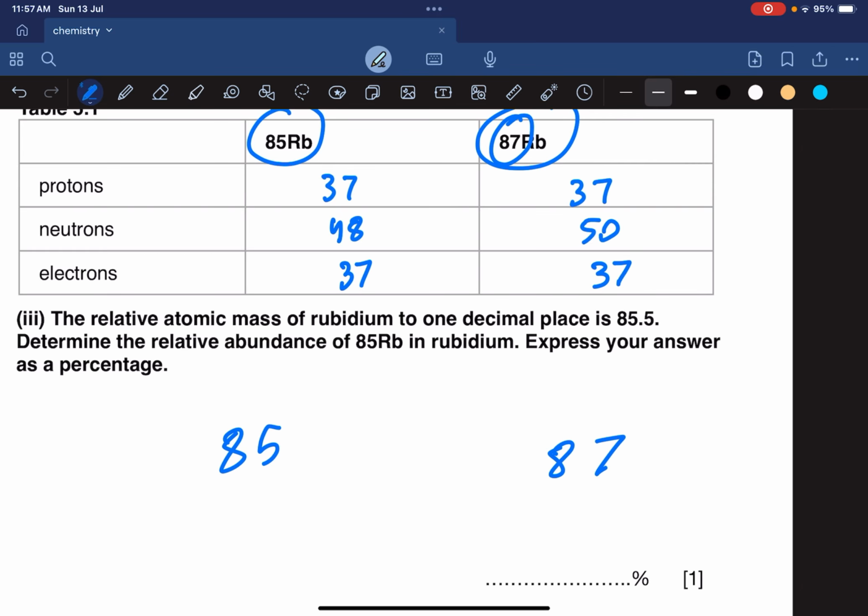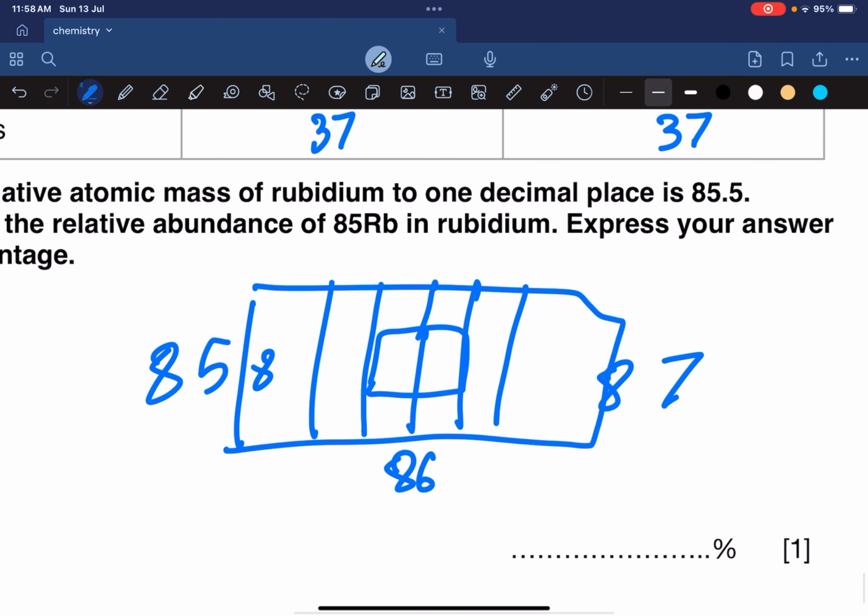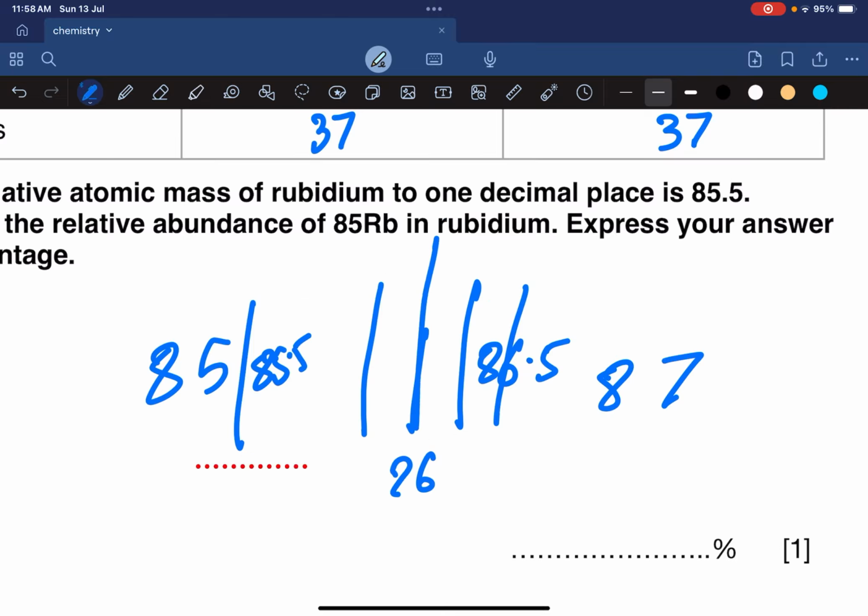The other one's 87, and between 85 and 87 you have 86, and just divide it into blocks kind of thing, something like this. 2 blocks over here, 2 blocks over here, and in between you have 2 blocks, something like this, I guess. This is 85.5. Then you get 86. This is 86.5. Okay, now this is exact center. This 86 is exact center.